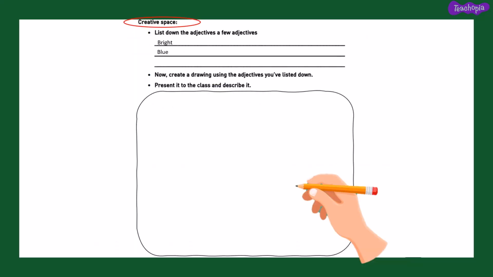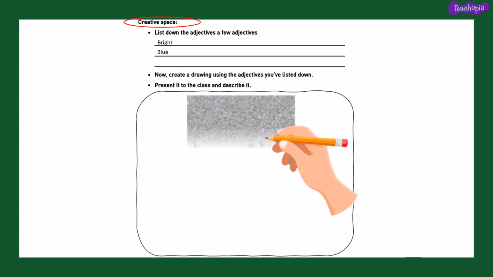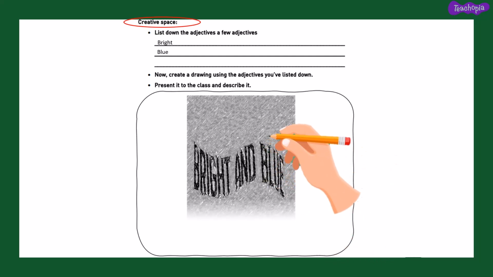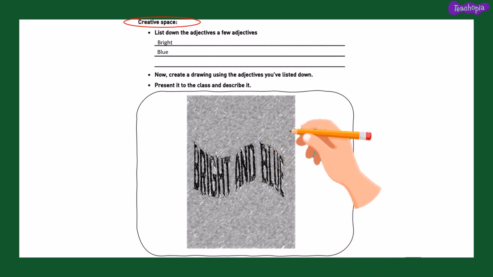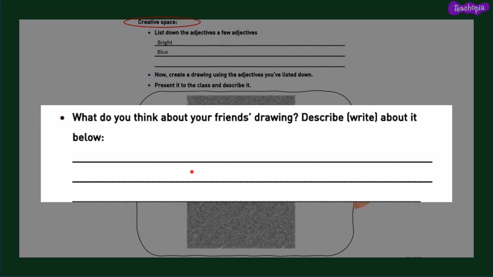First, learners need to list down a few adjectives and then create a drawing using the adjectives they've listed down. Present it to the class and describe it. They also have a space to answer what they think about their friends' drawings.